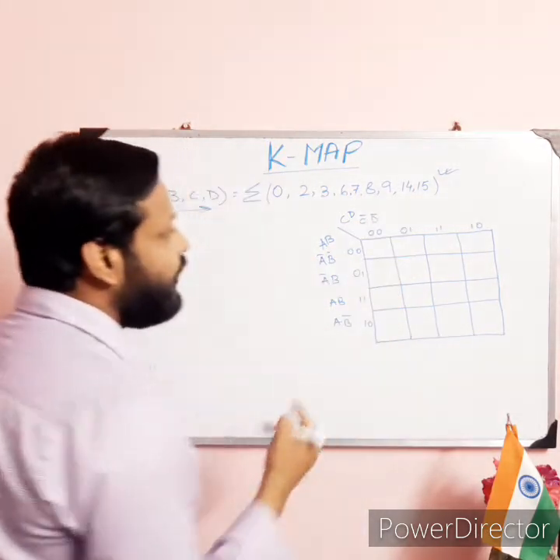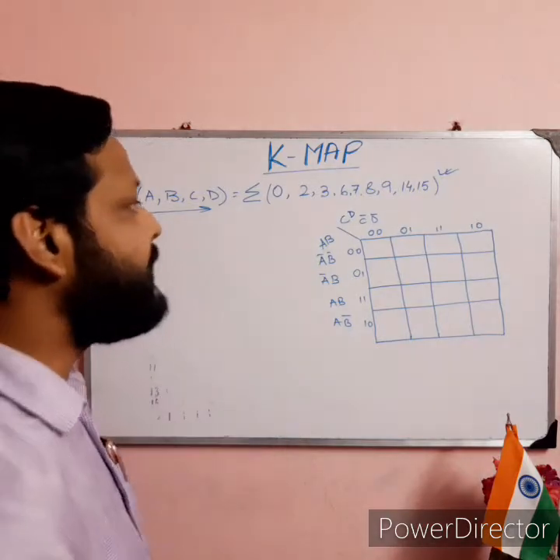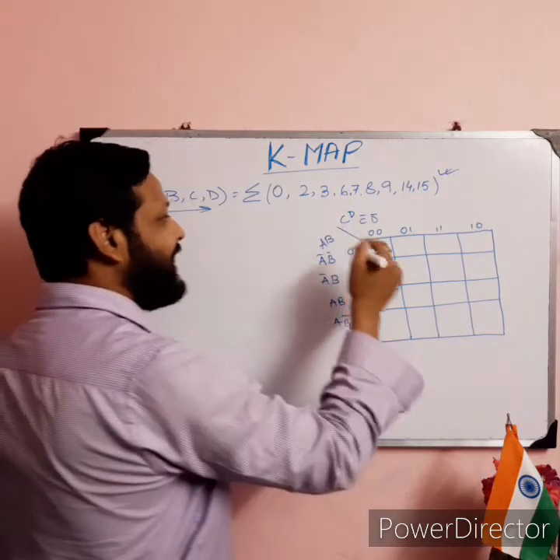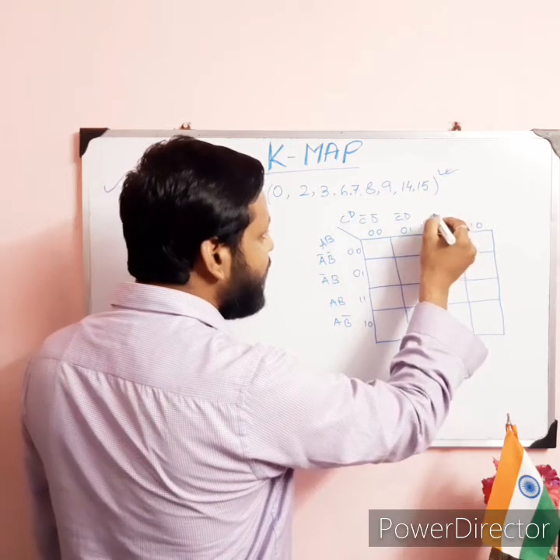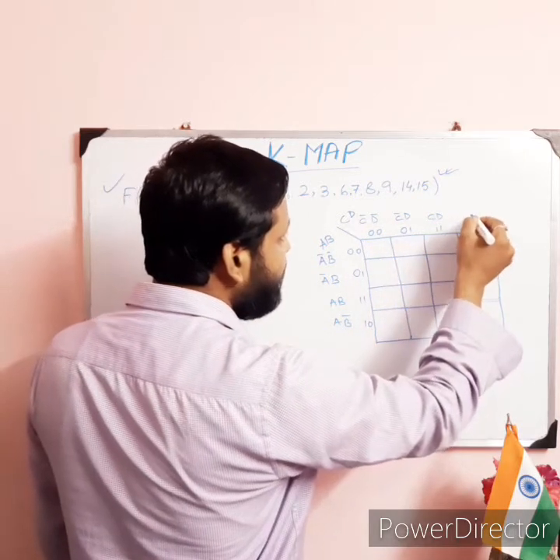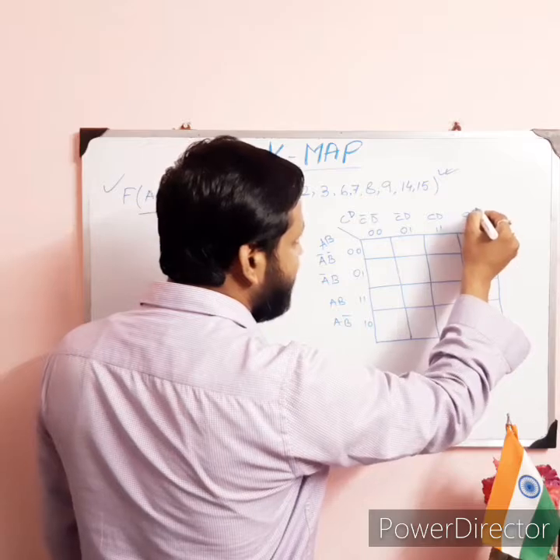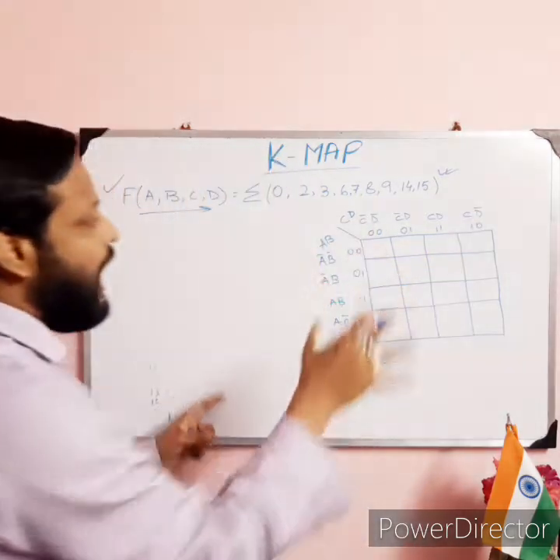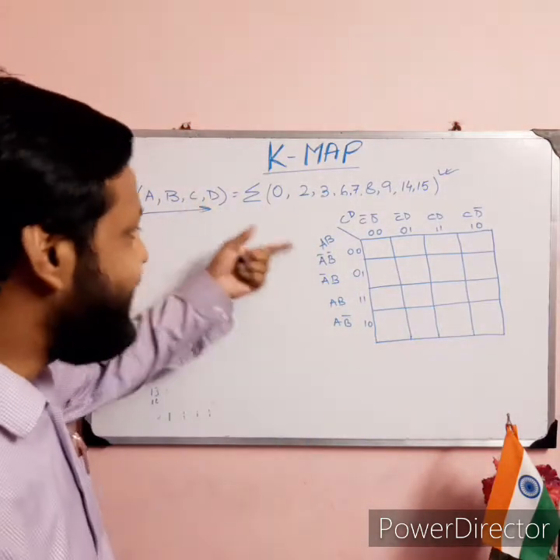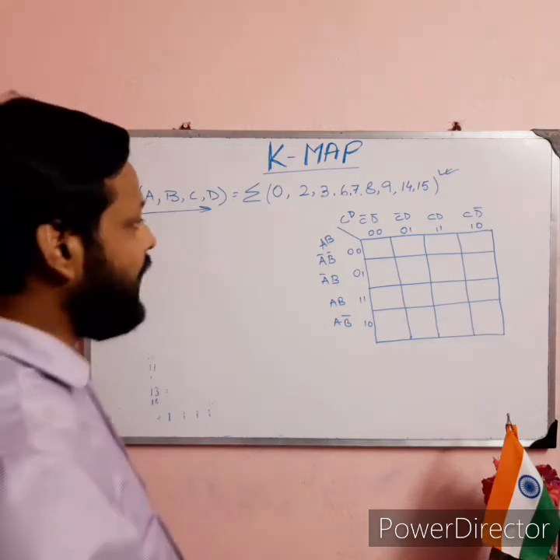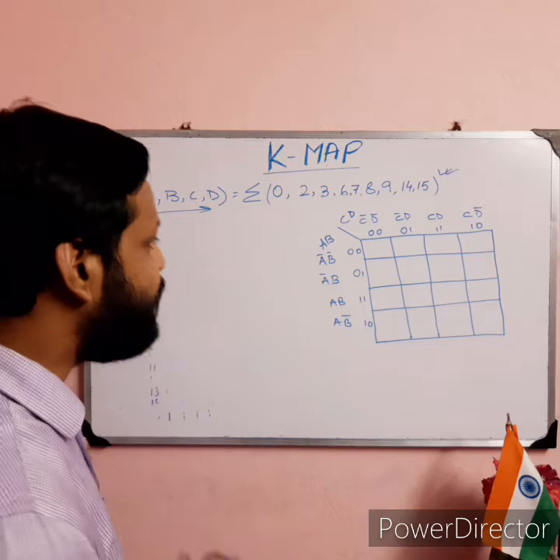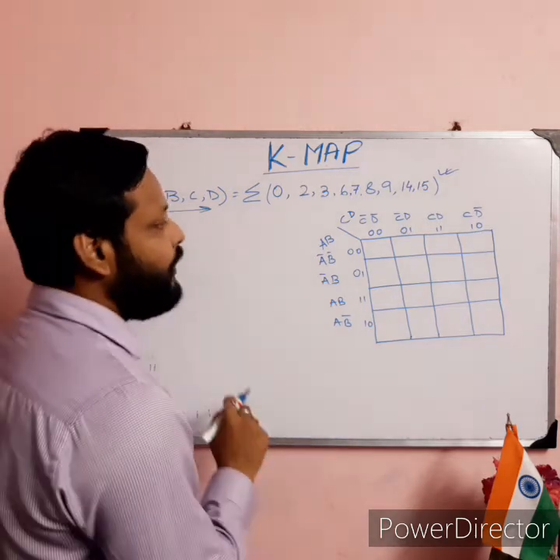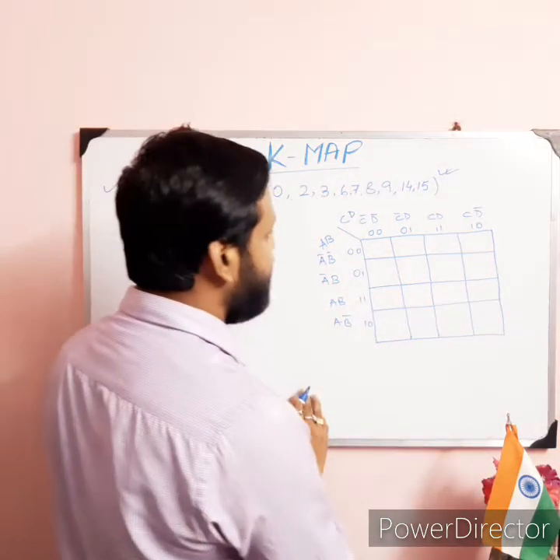Please concentrate here. Whenever we have 0, we are representing it with a complement. This one is C complement D. This one is CD. This one is CD complement. This is all about the outer side identifications of these boxes. Now, according to the binary number, we have to give the inner identifications of the boxes.